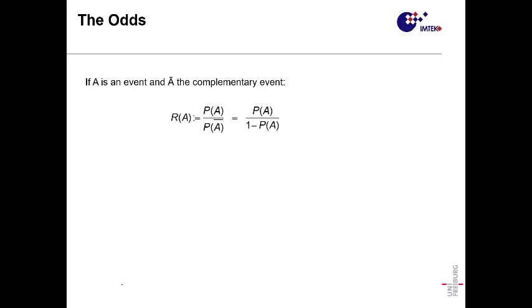Basically, what it does is the ratio of the probability of A over the probability of not A. So the odds of A will be the ratio of the probability that this event will happen over the probability that this event will not happen.